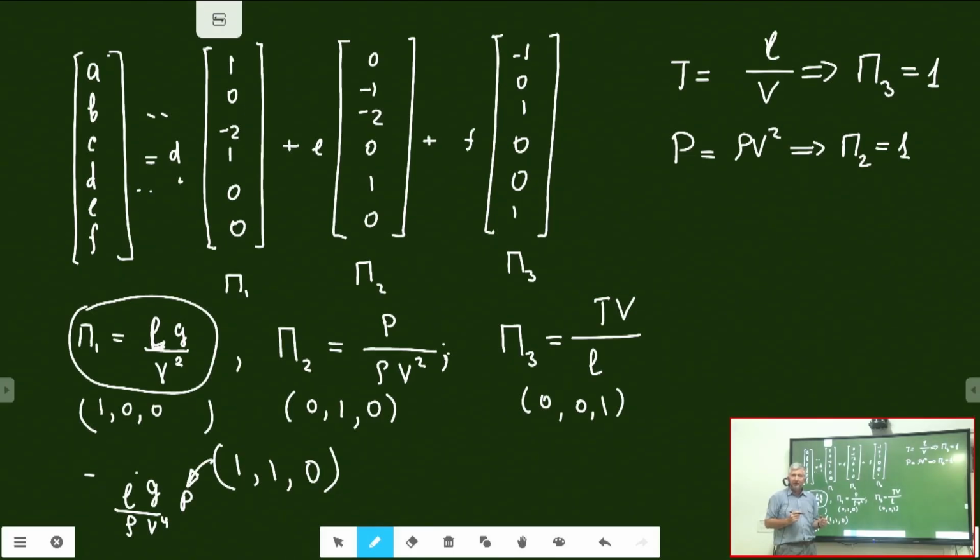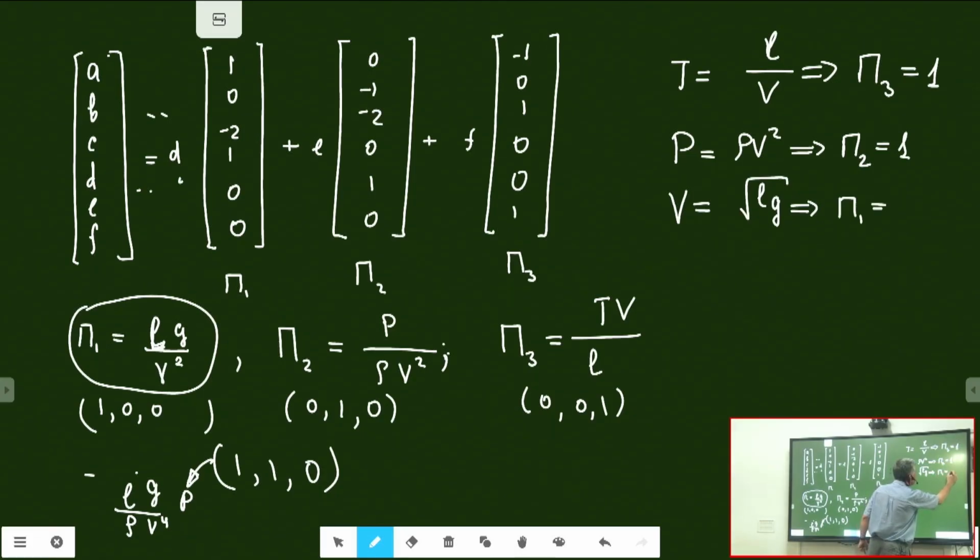And guess what? V is still not chosen. So what do I do next? V is equal to the square root of LG. And P1 happens to be, in this case, 1 as well.